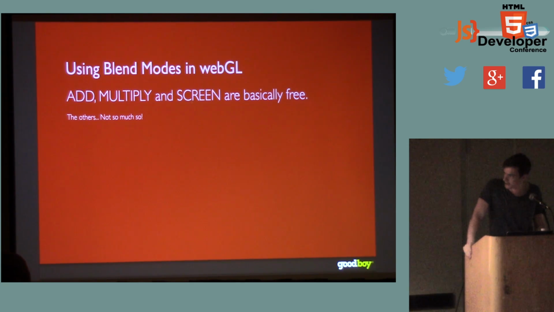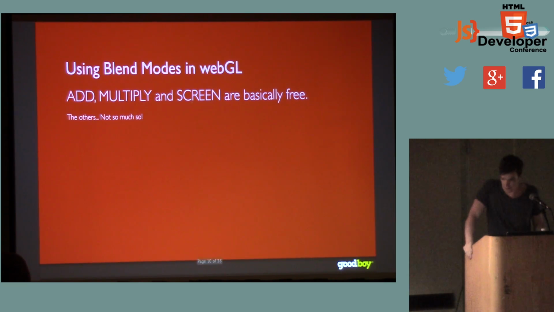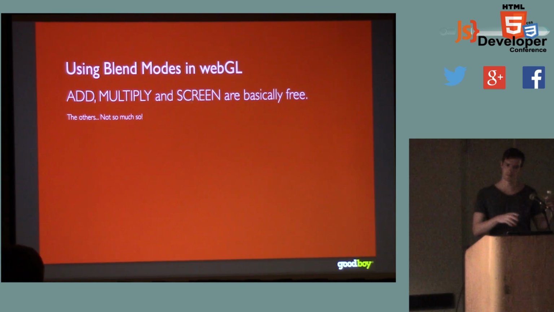But the flip side is that if you want a blend mode that needs to access the pixels you're writing to, it adds quite a bit of extra overhead. If you're rendering to a screen and you need to read those pixels, you have to render that somewhere else, and at the end render it back.